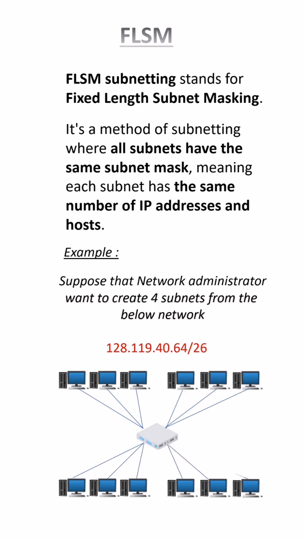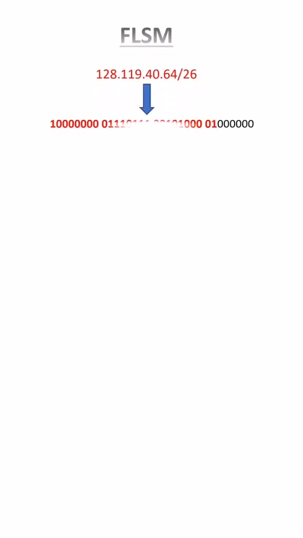Here we have the below example. We will create 4 subnets. Let's see how we will do it. First, we will convert our IP address to bits, since we have /26, so the number of bits for hosts are 6 bits. So here we can see network portion and host portion.